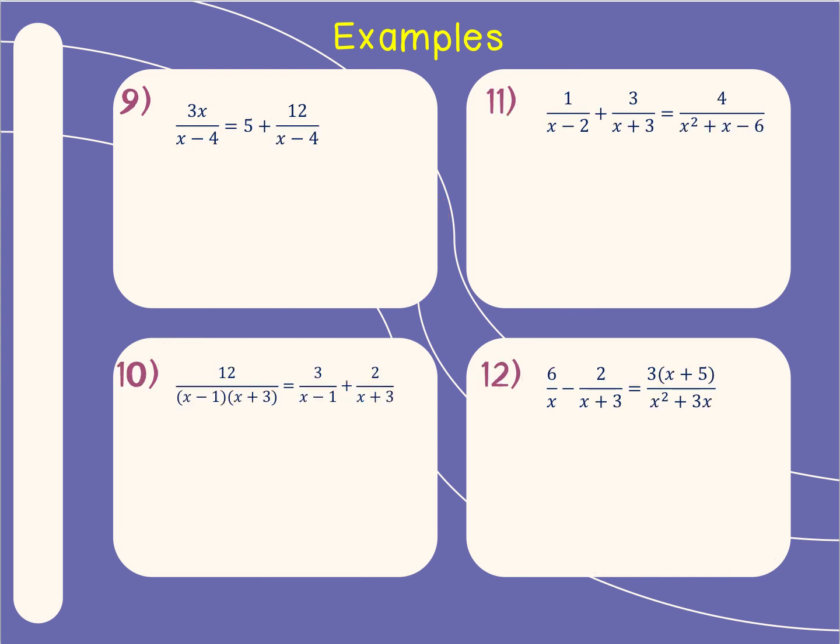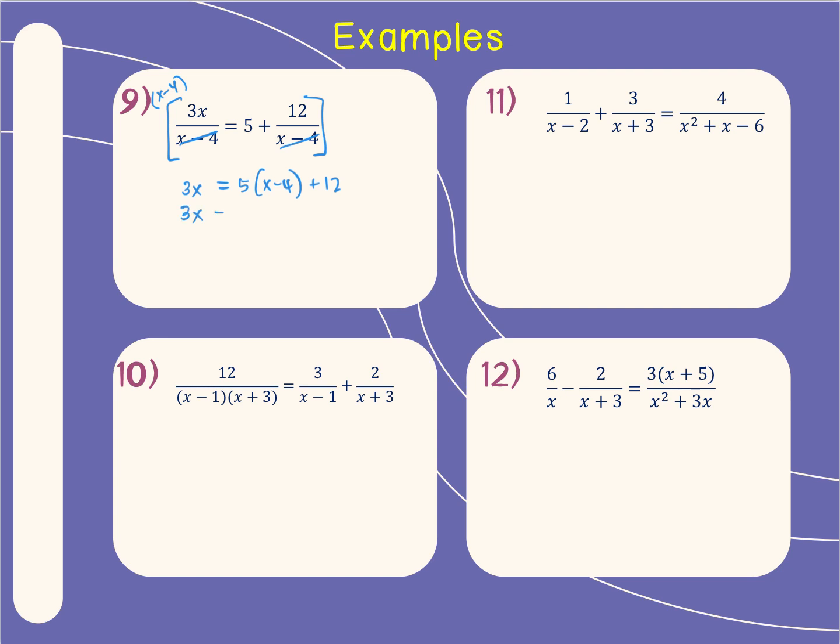Again, we have 4 more problems. We're just going to continue to do the same thing we've done and just get more and more practice at the same. So again, I look here, my least common denominator is going to be x minus 4. So when I multiply by it, I'm just left with the 3x. When I multiply the 5 by it, it's going to be 5 times x minus 4. And when I multiply the last fraction, it's going to cancel it out. And it's just going to leave me with the 12.